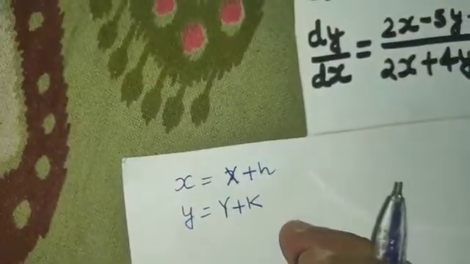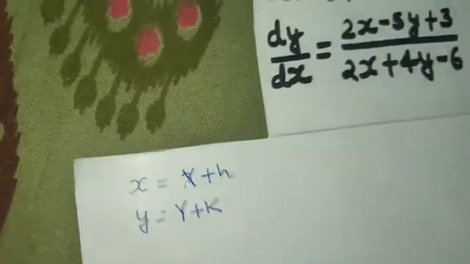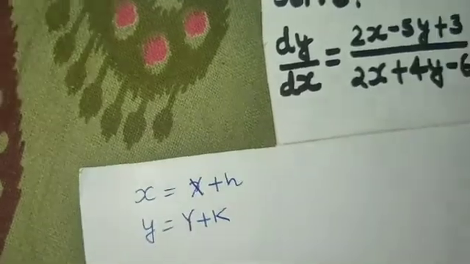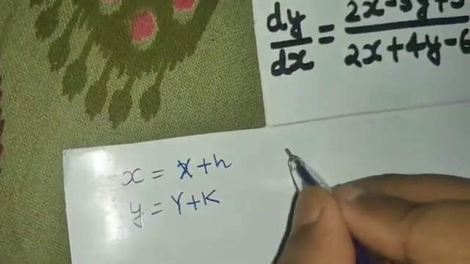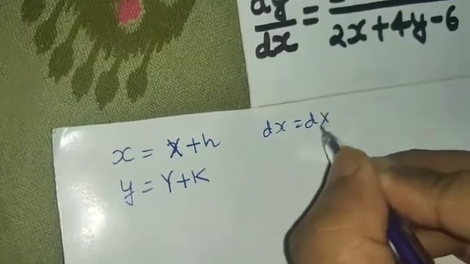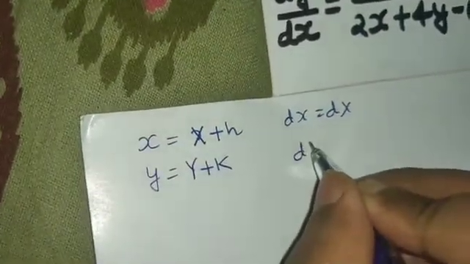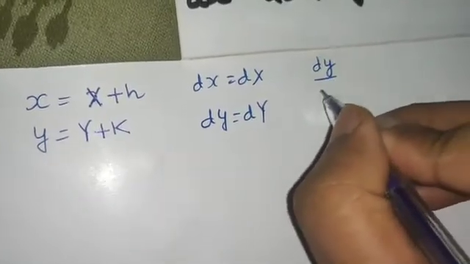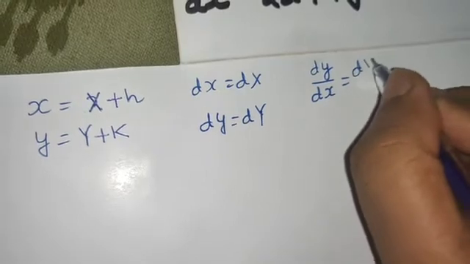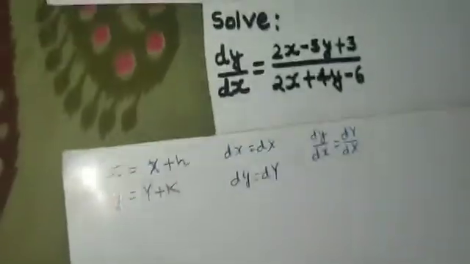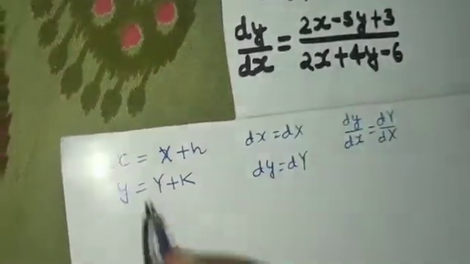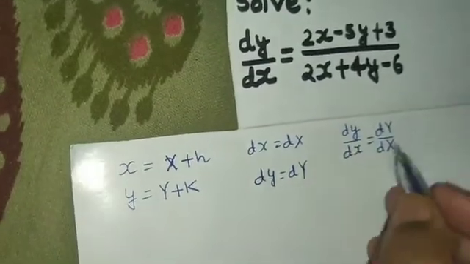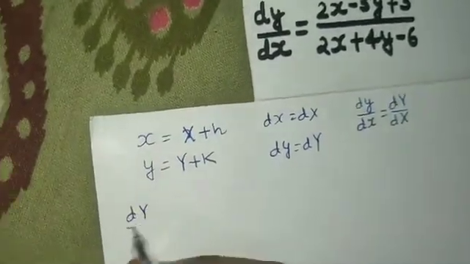Now because we are moving from small x to capital X, this dy by dx also needs to change. If we differentiate the first equation, you will get dx equals d capital X, and from the second equation, you will get dy equals d capital Y. If you take the ratio, you will get dy by dx equals d capital Y by d capital X. Now coming back to our question, dy by dx can be replaced by d capital Y by d capital X.